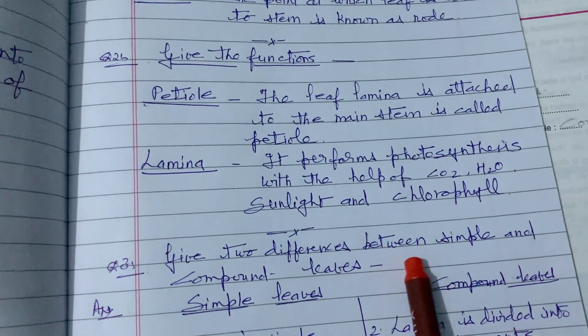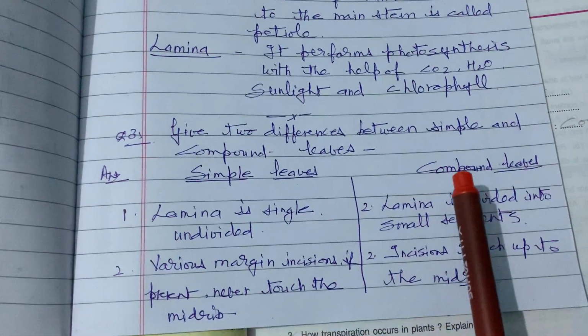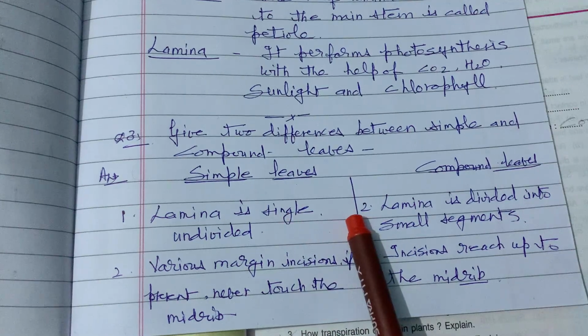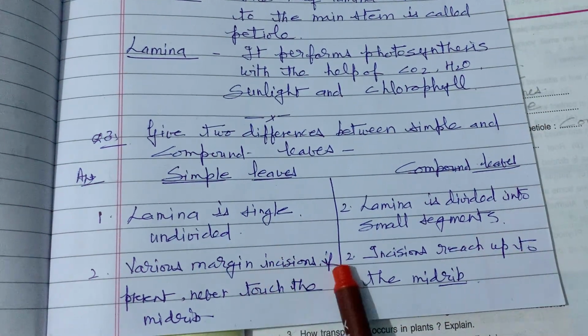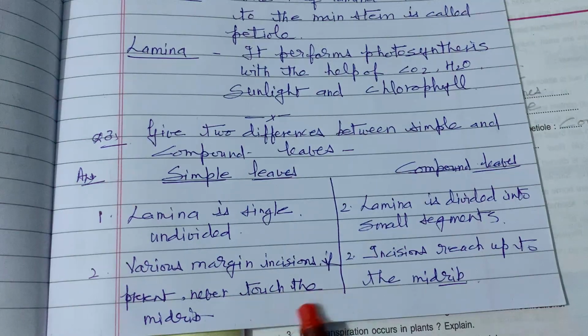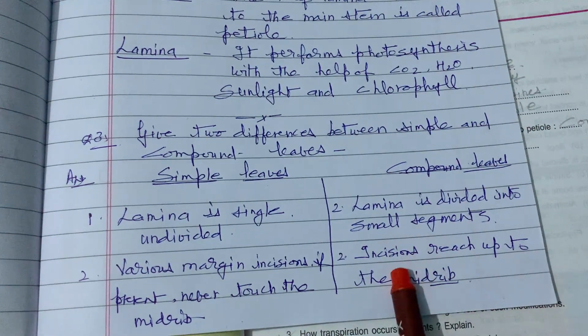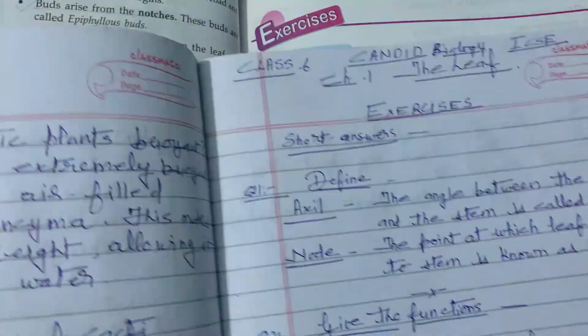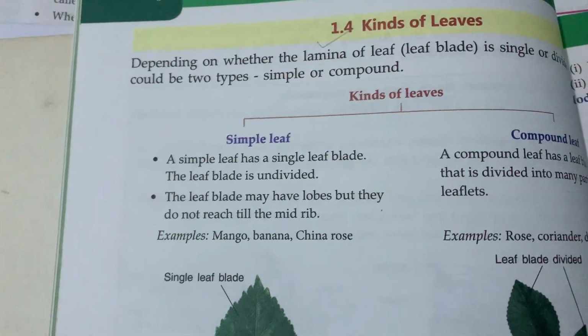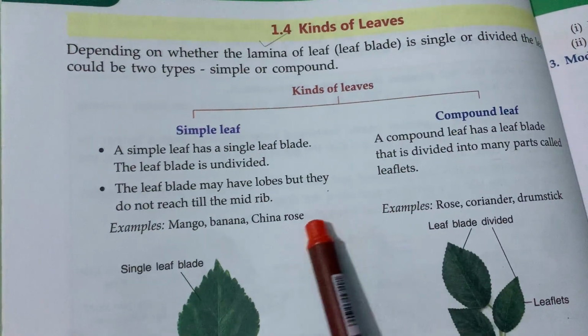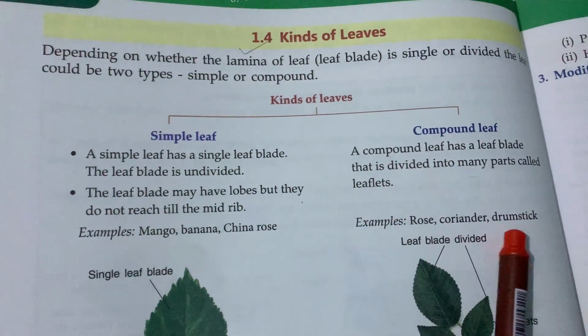Give two differences between simple and compound leaves. In a simple leaf, lamina is single, undivided. In a compound leaf, lamina is divided into small segments. In a simple leaf, margin incisions, if present, never touch the midrib. Here in a compound leaf, incisions reach up to the midrib. Now here you can write this point also.